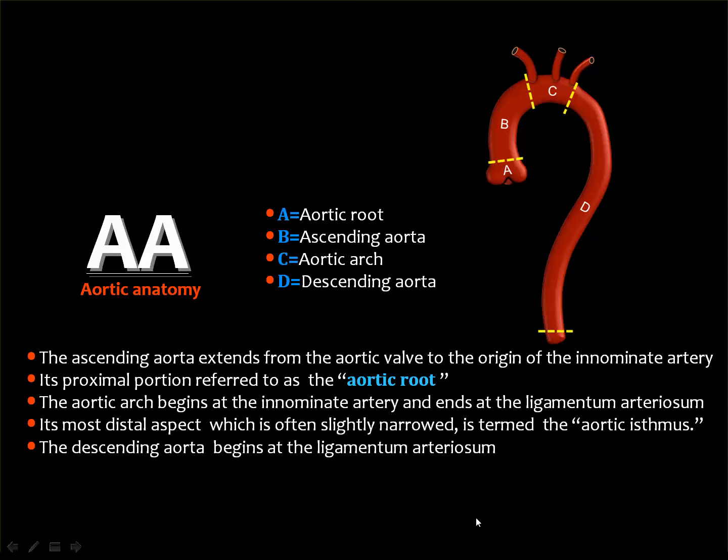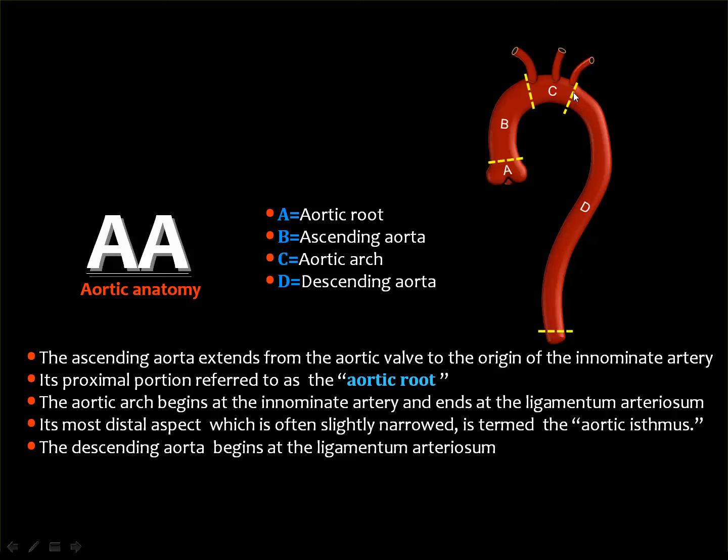You remember that we have divided the aorta into three segments: the ascending aorta, the aortic arch, and the descending aorta. The first part of the ascending aorta is known as the aortic root, and the arch of the aorta starts just before the origin of the innominate artery and continues to just distal to the origin of the left subclavian artery.